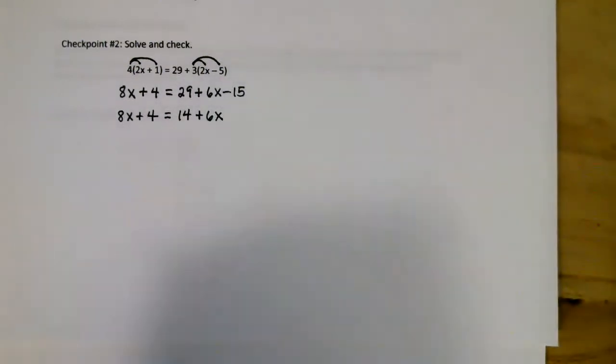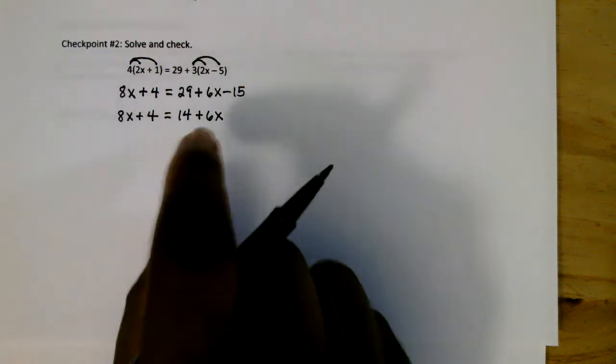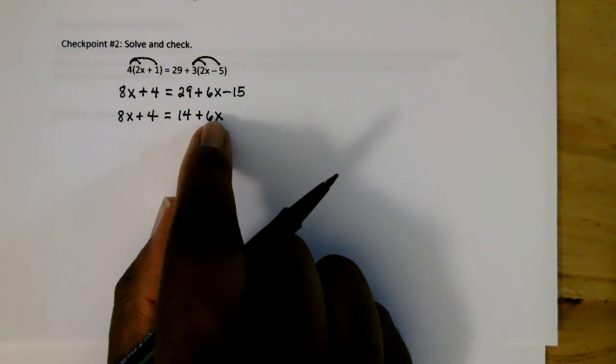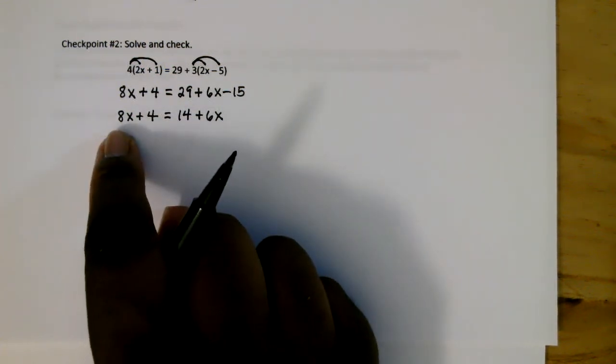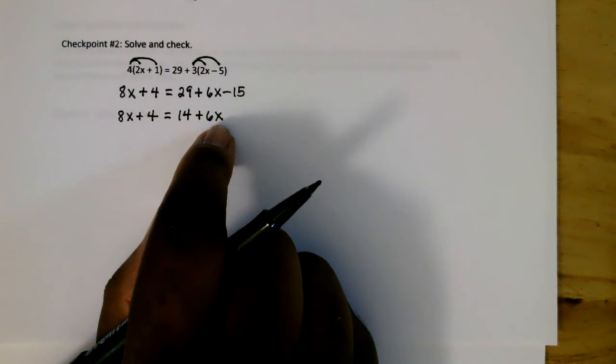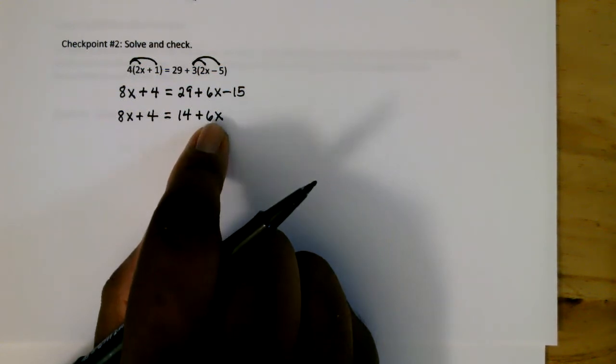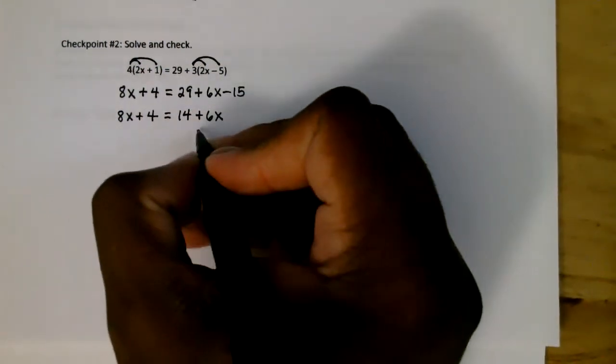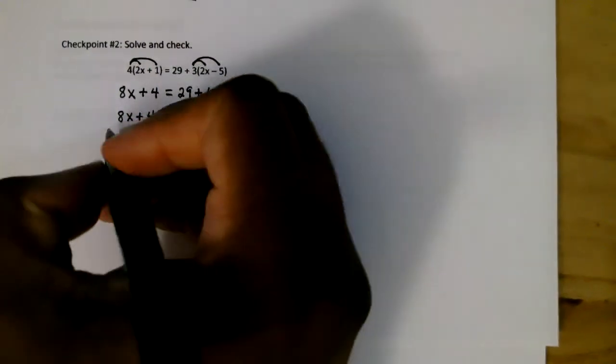And then bring down the plus 6x. So I get 8x plus 4 is equal to 14 plus 6x. And then I'll get all the variable terms on one side and the constant terms on the other side. So in my case, since I don't want to deal with a lot of negatives, it'll be best to move the 6x over to where the 8x is. Best to move the variable that has the smallest coefficient over to the other side. So I'll move the 6x over to where the 8x is by subtracting 6x on both sides.